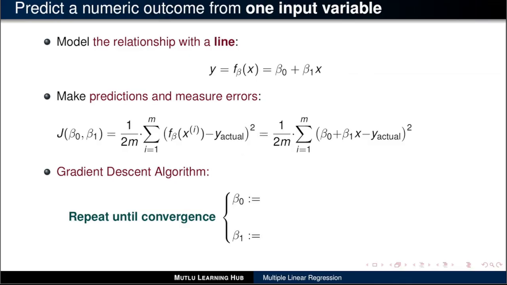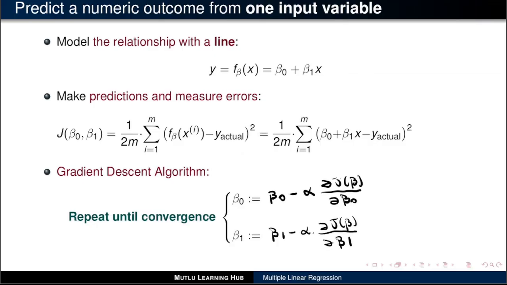That's why the update rule looks like this. We use beta 0 minus the learning rate times the derivative of the cost function with respect to beta 0. To update beta 1, we use the following: beta 1 minus the learning rate times the derivative of the cost function with respect to beta 1.